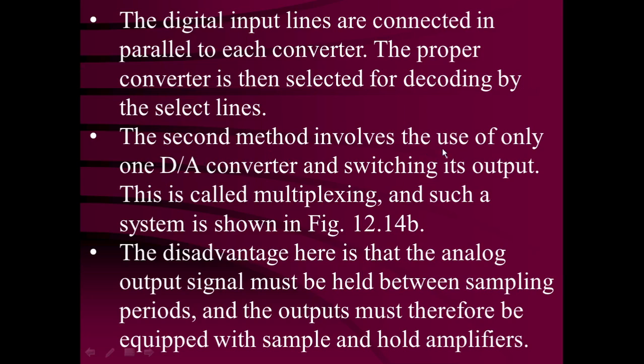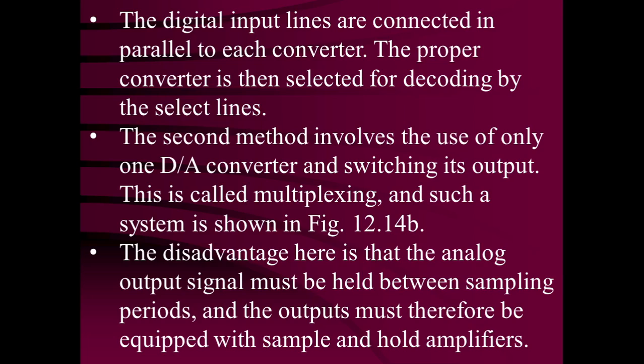The second method involves the use of one D to A converter and switching its output. This is called multiplexing, and such a system is shown in figure 14.12.14b. The disadvantage here is that the analog output signal must be held between the sampling periods only. So whatever analog output voltage of the D to A converter is obtained remains fixed only temporarily, during the sampling only.